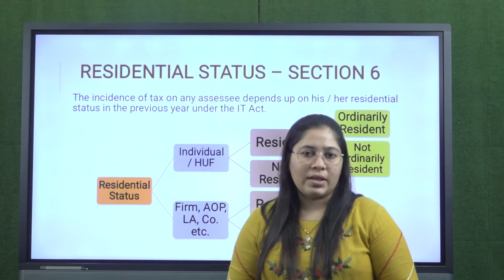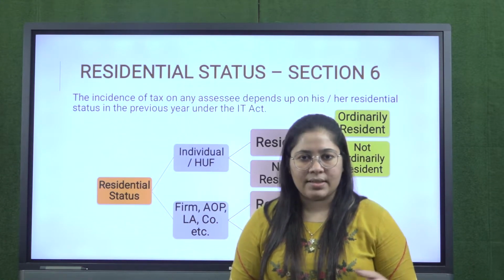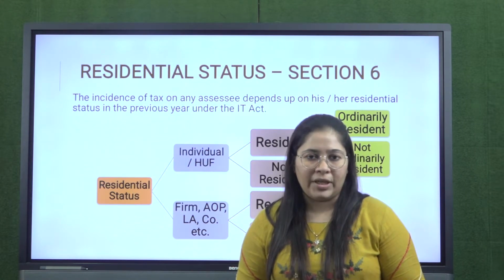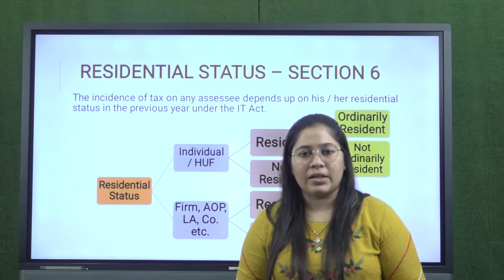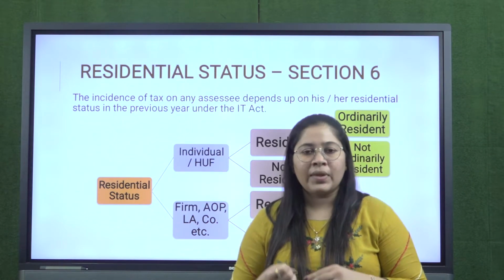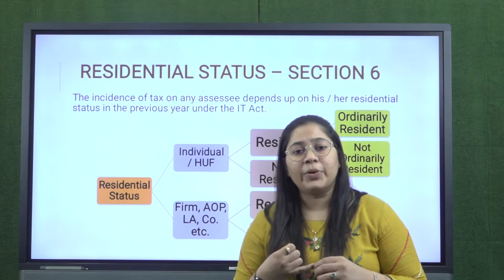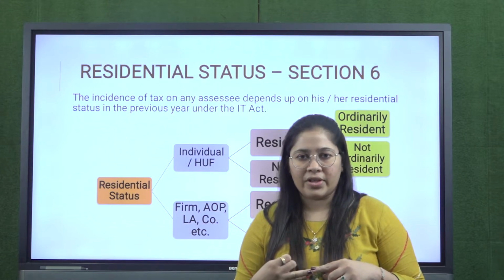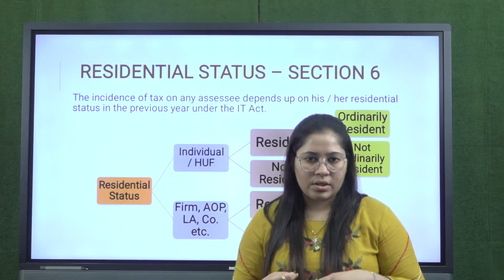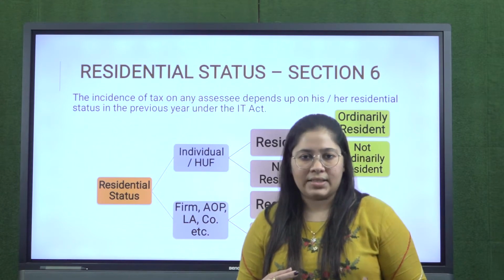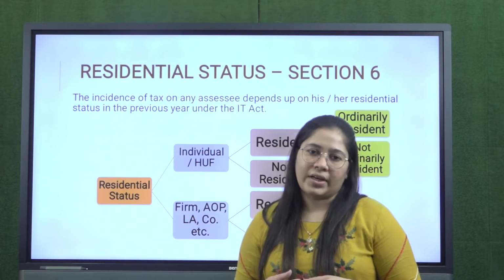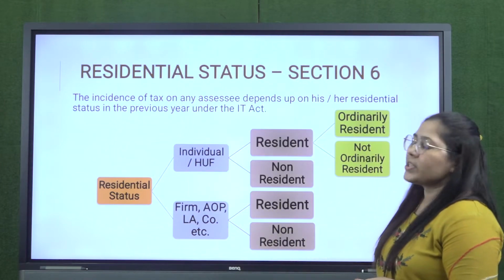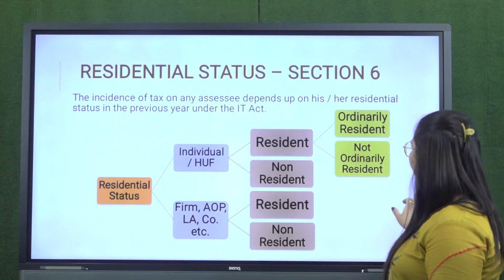Now, when we talk about the residential status of all the taxable assessees, it is only in the case of individuals and the Hindu undivided family that their residential status is classified into three components. That is, they can either be a resident and an ordinarily resident, a resident but not ordinarily resident, and a non-resident. Whereas in the case of all other taxable entities, their residential status is divided either into resident or non-resident, which is quite evident from this chart as well.